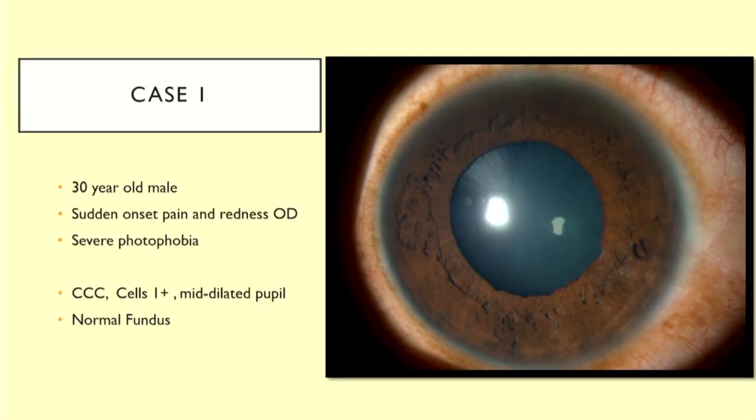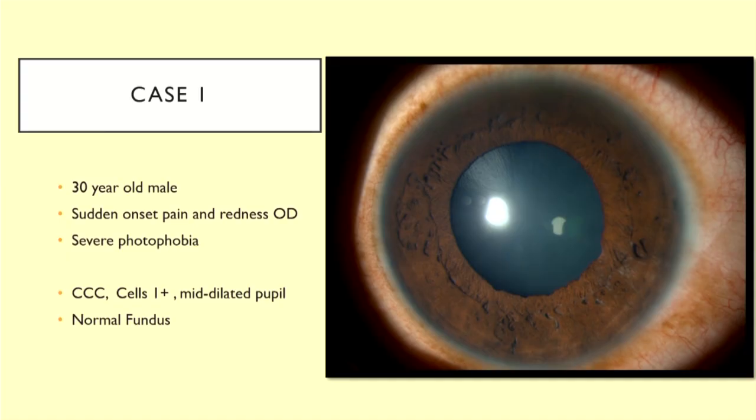So this is the first case. Let's talk about it. A 30-year-old male patient comes to you with sudden onset pain and redness. You see this patient in the emergency. You see the clinical signs. As you see here, there is a lot of ciliary congestion, mid-dilated pupil, cells in the anterior chamber, and a normal fundus. What would you want to ask this patient?